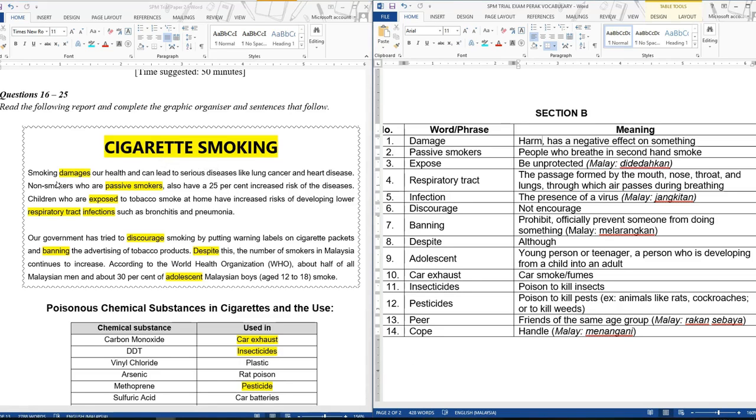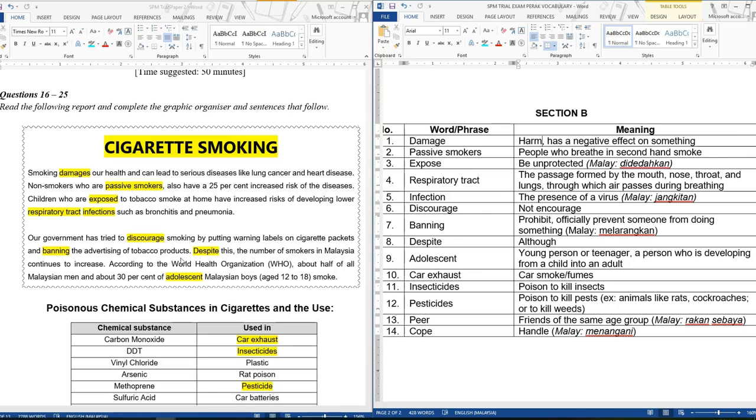Cigarette smoking. Smoking damages our health and can lead to serious diseases like lung cancer and heart disease. Non-smokers who are passive smokers also have a 25% increased risk of the diseases. Children who are exposed to tobacco smoke at home have increased risk of developing lower respiratory tract infections such as bronchitis and pneumonia.